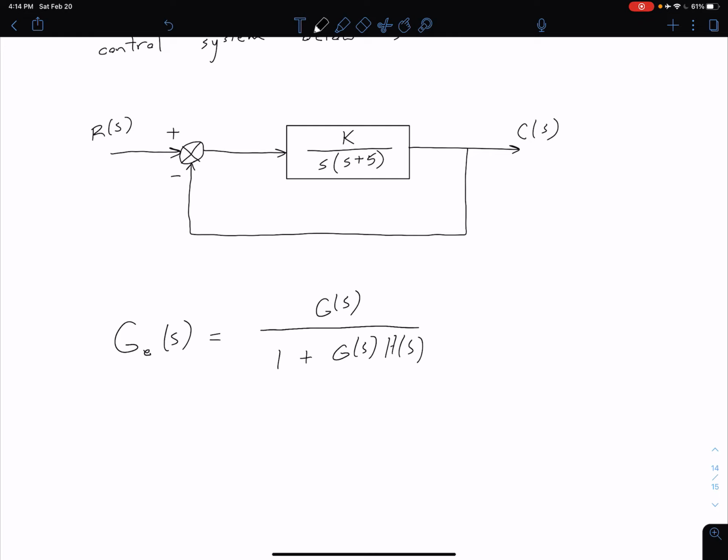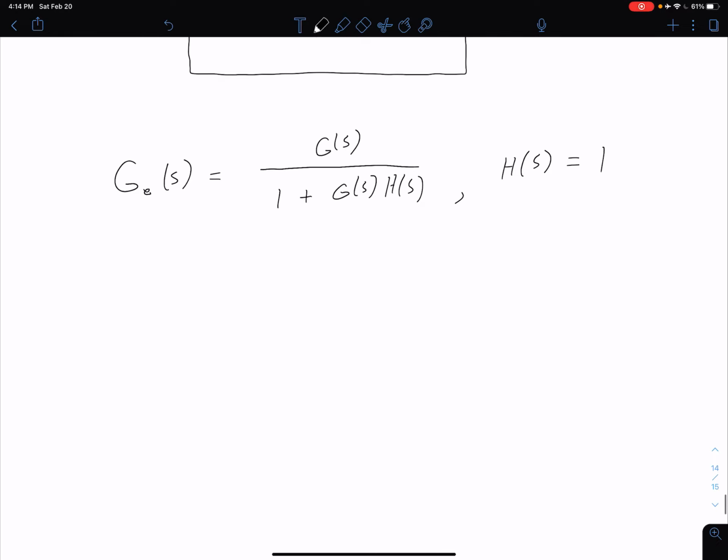Now in this case we don't have any h of s block, so what that means is that our h of s is just going to be equal to 1, so we have unity feedback. And of course our g of s is going to be this term up here in our block, our k divided by s times s plus 5. So let's go ahead and substitute that in to get our equivalent transfer function.